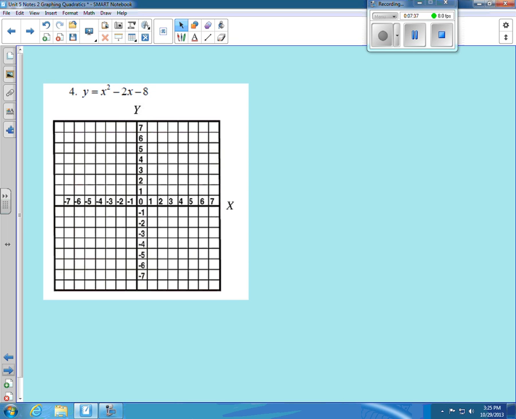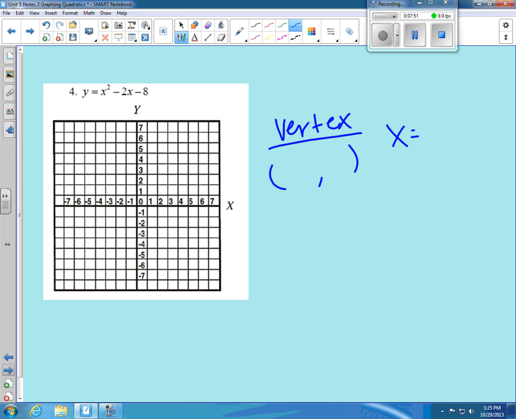Okay, so now you see I don't have a table. We're not going to use a big table like we did. So let's start off, same steps, with finding the vertex. Okay, so we're looking for our ordered pair. X is opposite B. B is -2, so that makes it a +2, over 2 times our A, which is 1. Our X value is 1. We're going to plug that back in to find our Y value. So we have 1 squared minus 2 times 1 minus 8. Doing those calculations, we find out that it's a -7.